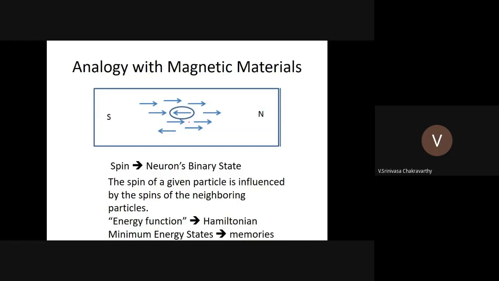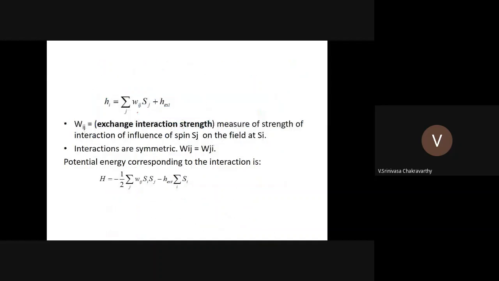Similarly, the interaction of the spins is given by some expression like this in magnetic materials, and it is also shown that there is a potential energy function, called the Hamiltonian, which is given in terms of the spins and the interaction coefficients Wij. The system will tend to go towards minima of this potential energy. Once it goes there, it will remain stable.